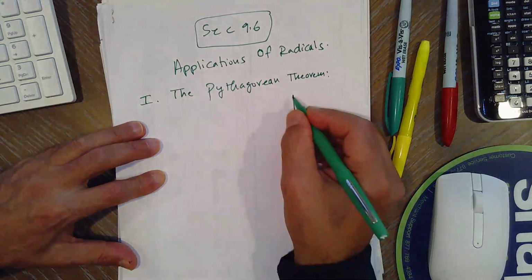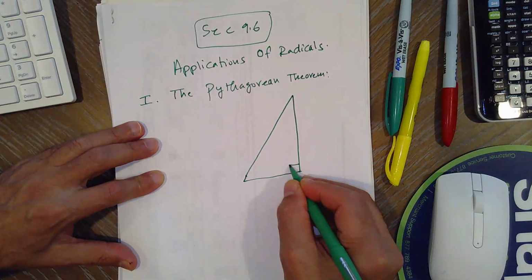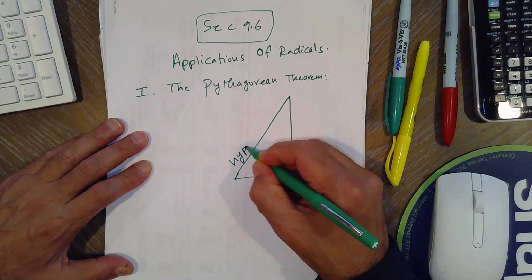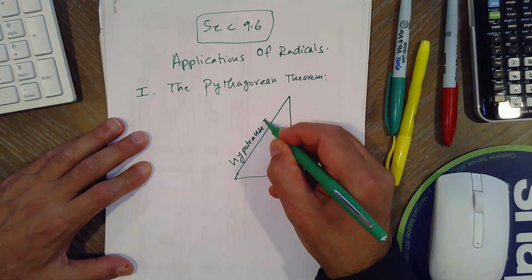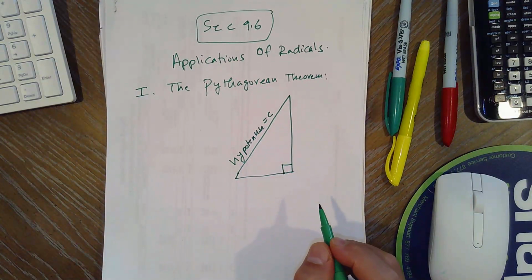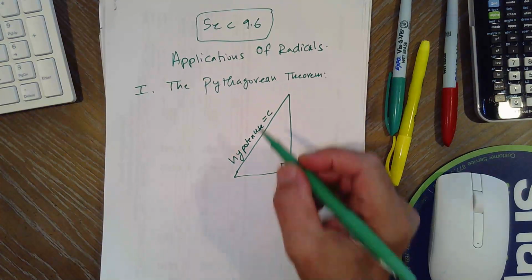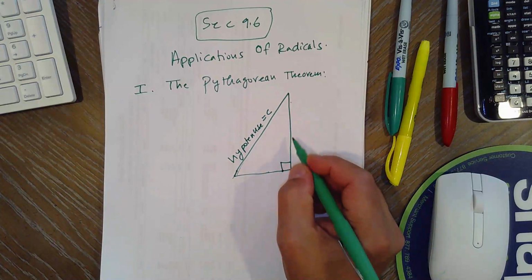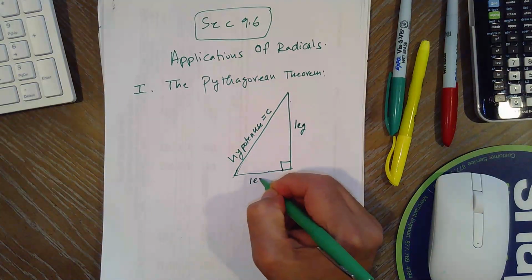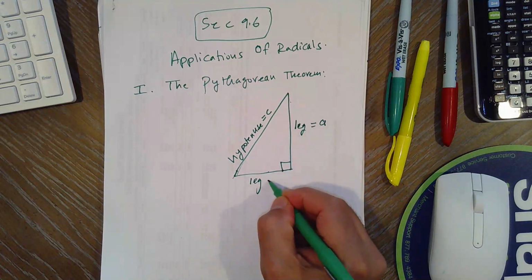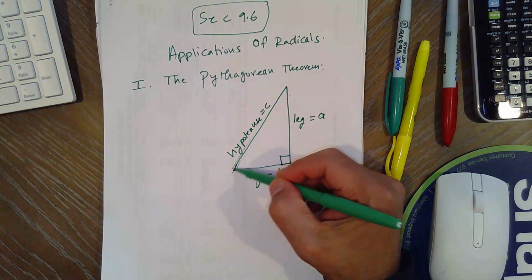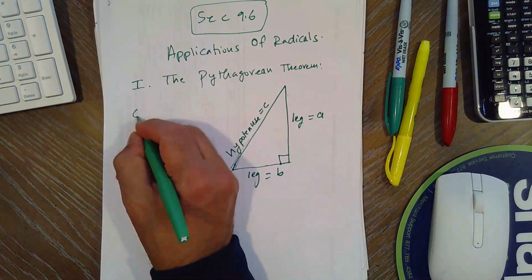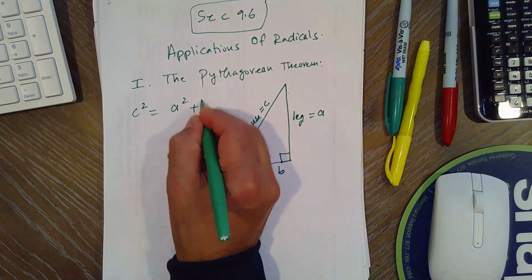Which discusses right triangles. Any right triangle, a triangle with a 90 degree angle, the square of the hypotenuse... We use C to denote the length of the hypotenuse. It's usually the longest side of the right triangle. The two other sides are called legs, the shorter sides, leg A and leg B. The square of the hypotenuse equals the sum of the squares of the legs of the right triangle. So C squared equals A squared plus B squared.